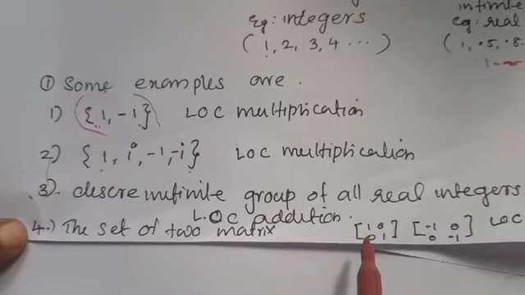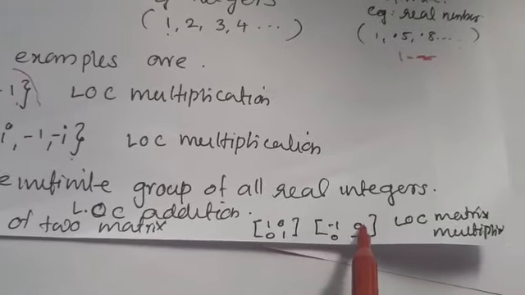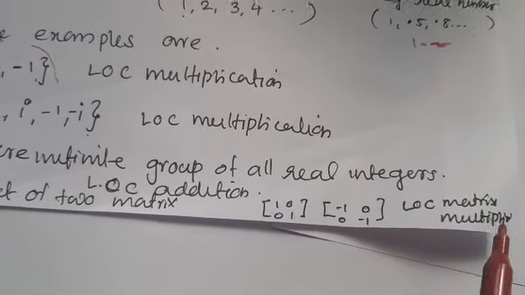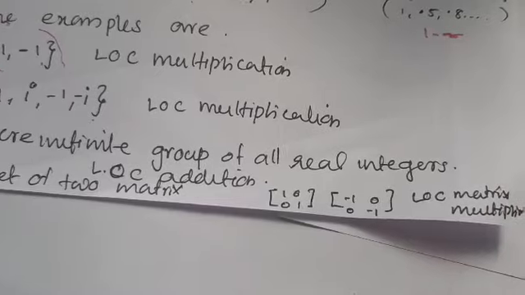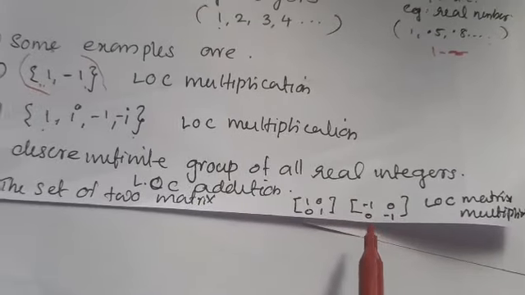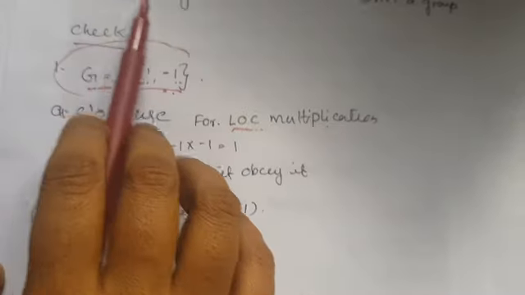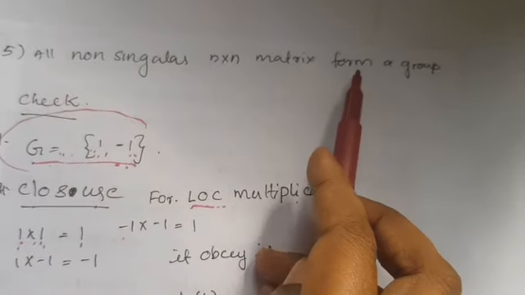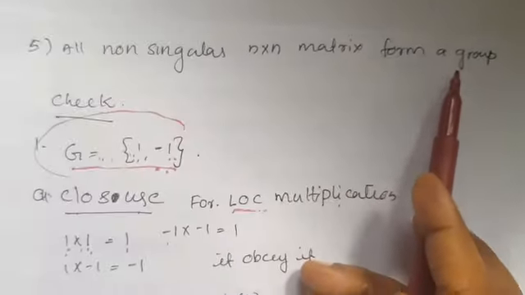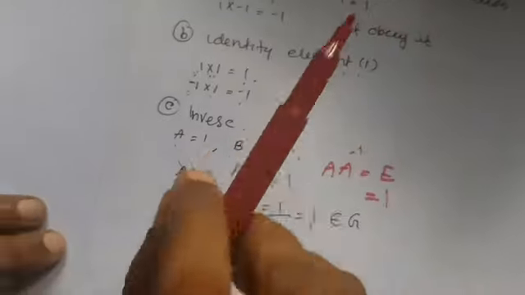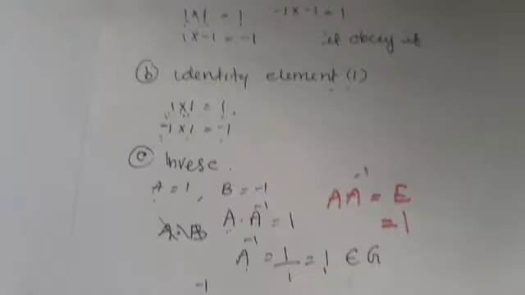Check the matrices 1 0 0 1 and minus 1 0 0 minus 1. The law of combination is multiplication, whether it is a group or not. You have to check it. Okay. All non-singular n cross n matrices form a group. You have to do this exercise. Okay. Thank you.